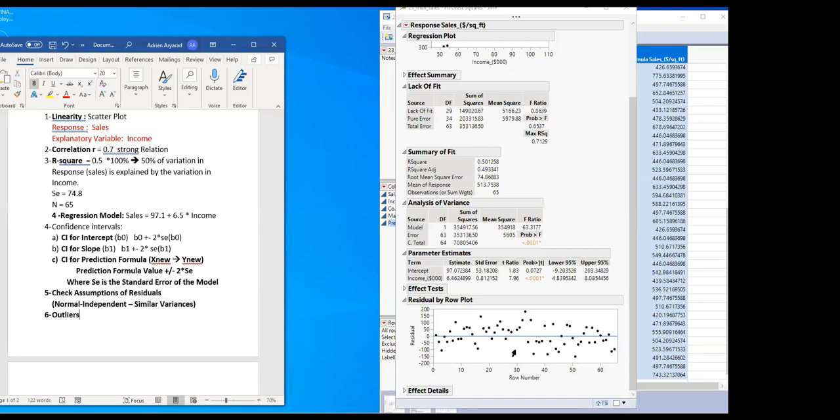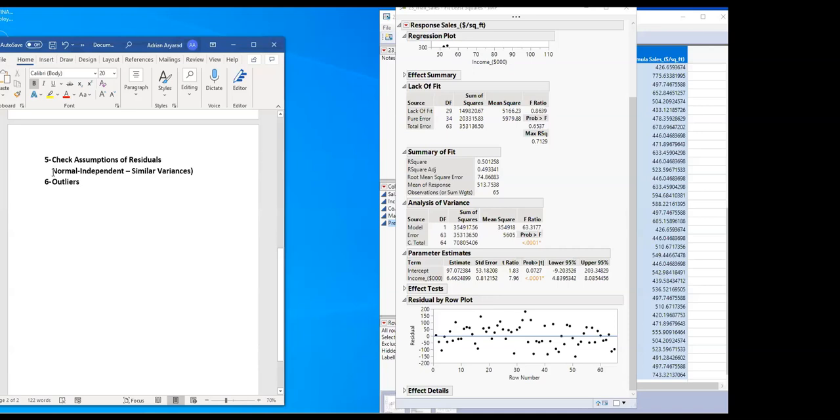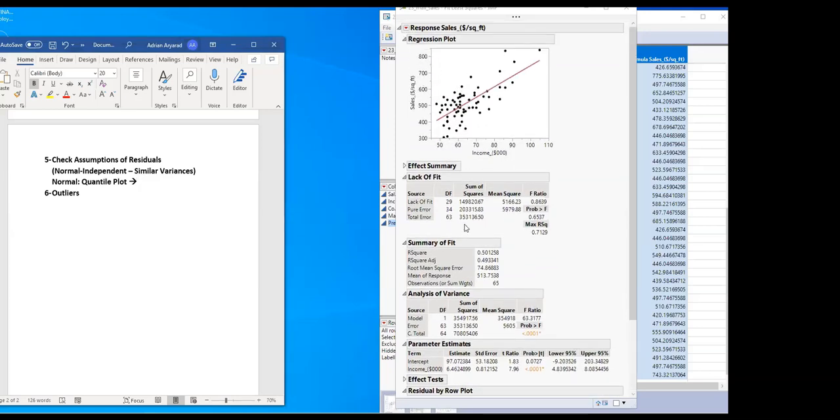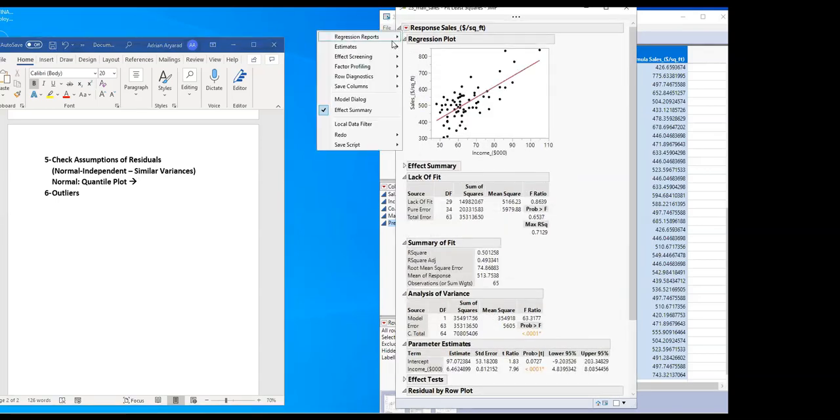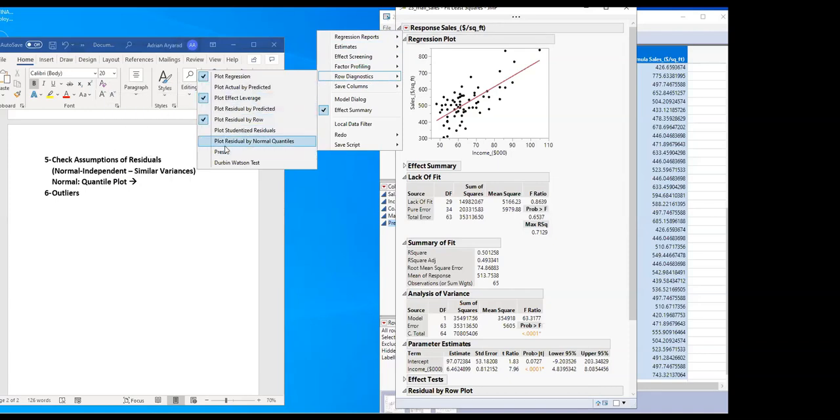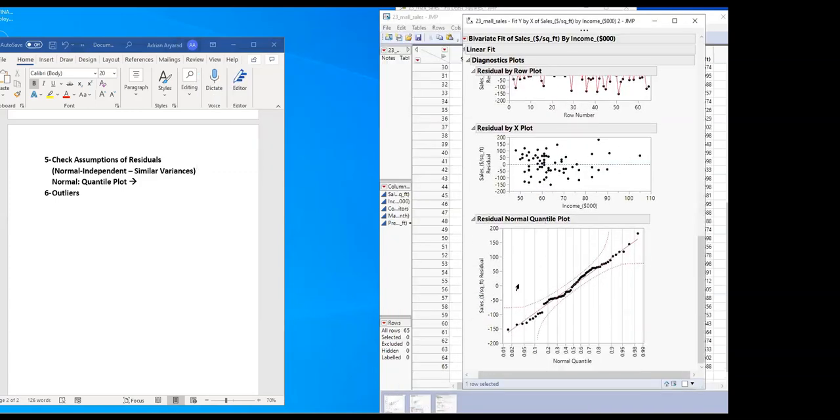And independence, are they independent? Last time I taught you, so let's just expand this and go down and expand this. Let's do normality separately. For normality, we can use the quantile plot. There are other methods that I will teach you next time when we move forward to chapters 23 and 24. But right now we can use the quantile plot, and that would be enough. So where do we get the quantile plot? To get a quantile plot, first we need to go here. Row diagnostics, do you see here, plot residuals by normal quantile. And that's a normal quantile plot right there.